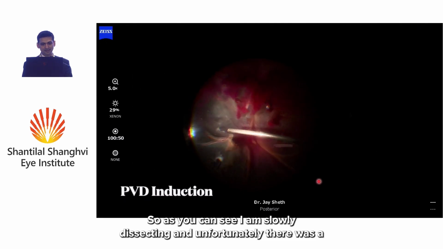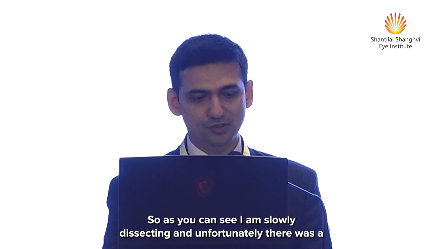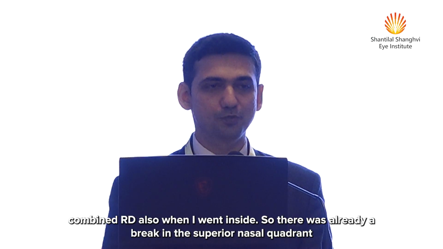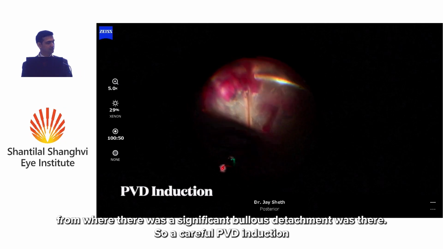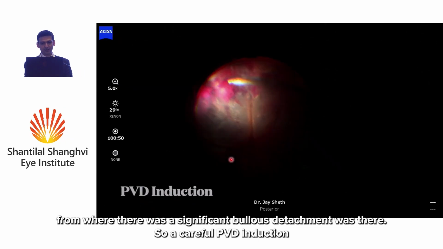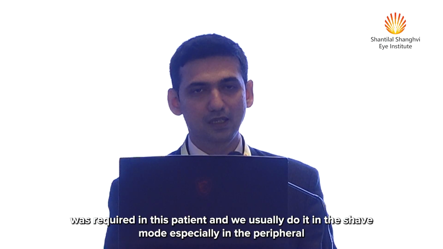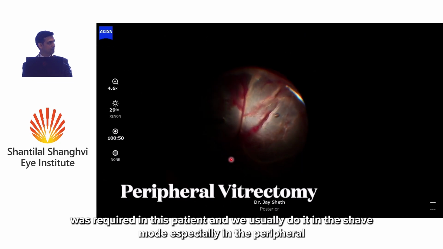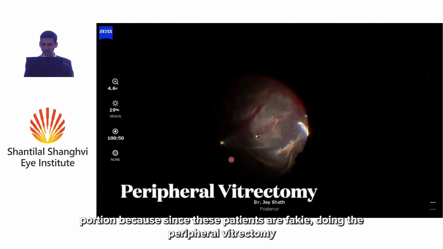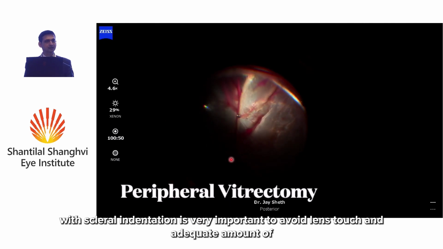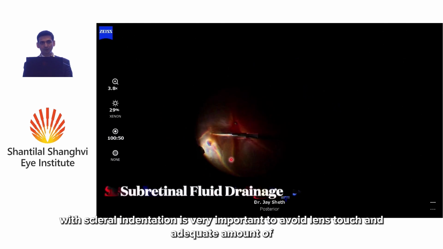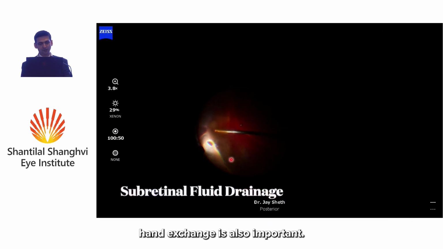As you can see, I'm slowly dissecting. Unfortunately, there was a combined RD also when I went inside. There was already a break in the superior nasal quadrant, from where a significant bullous detachment was there. So a careful PVD induction was required, and we usually do it in shave mode, especially in the peripheral portion. Since these patients are phakic, peripheral vitrectomy with scleral indentation is very important to avoid lens touch, and an adequate amount of hand exchange is also important.